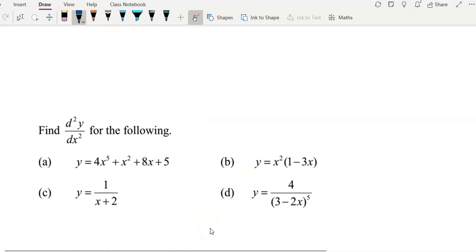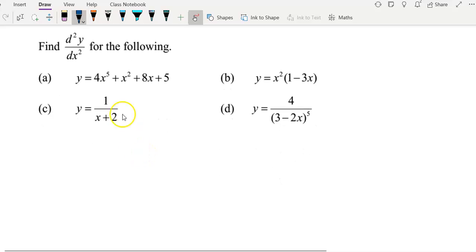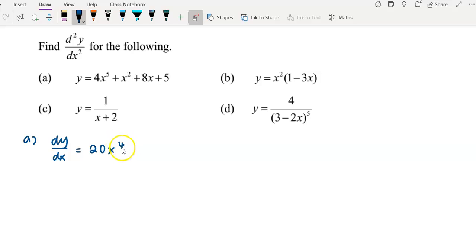Okay, so here I have 4 more examples to find the second derivative. Question A is a polynomial. It's very simple, very easy to differentiate a polynomial. Let's look at dy dx. To find the dy dx, I have 20x to the power of 4: 5 move to the front, multiply by 4, you get 20, and then the power of 5, you minus 1, you get 4.